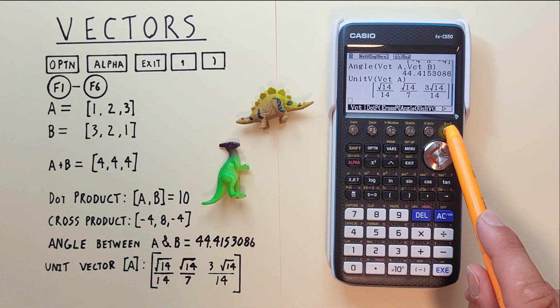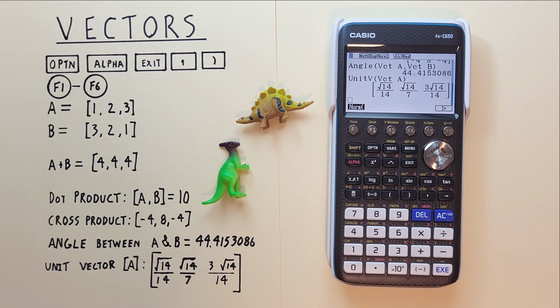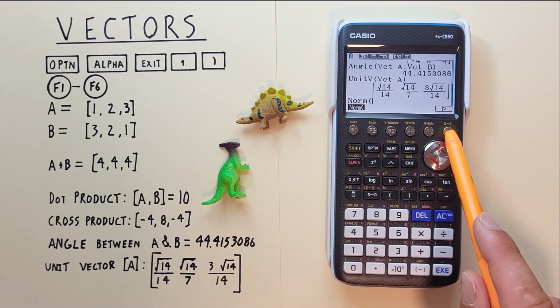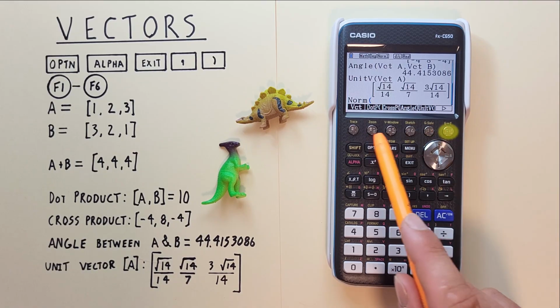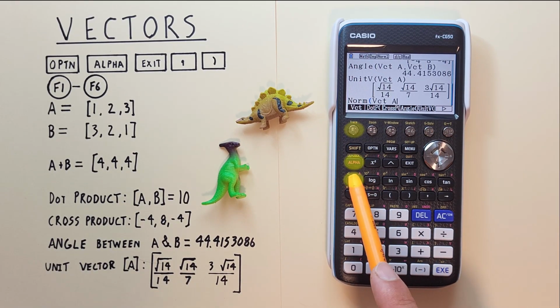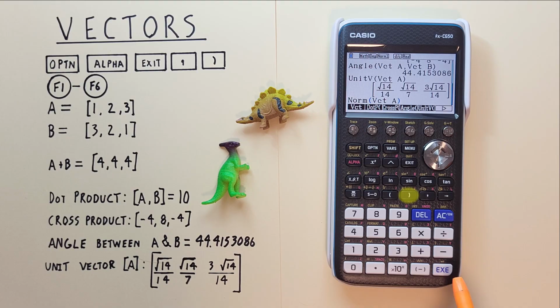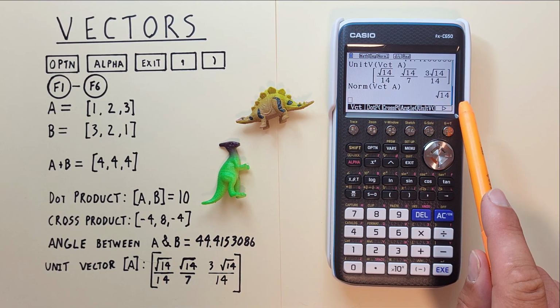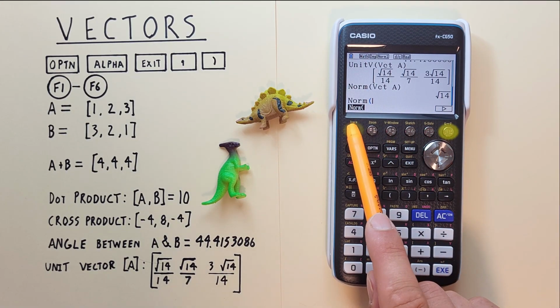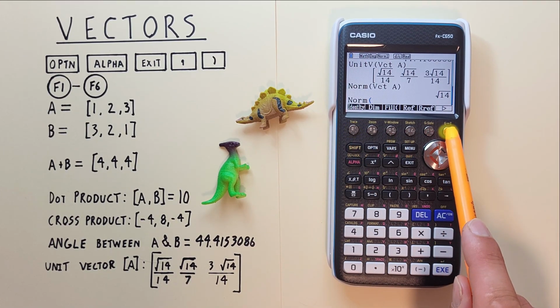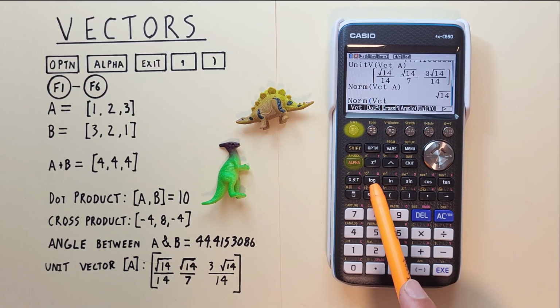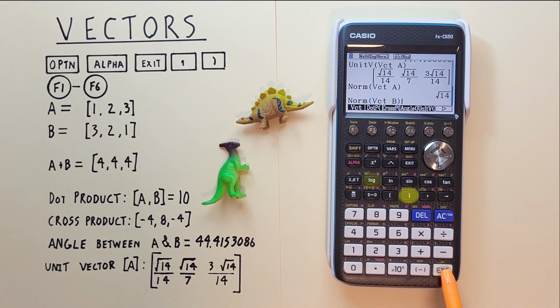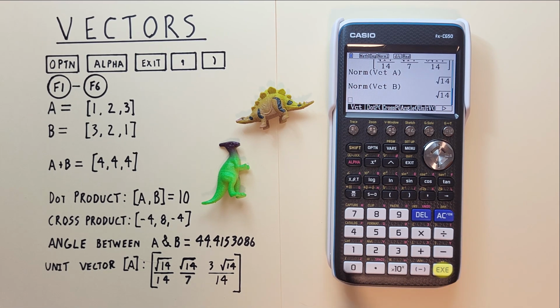Finally, we can also get the norm of a vector. So if we select that, and then go back to our vectors, vector alpha A, close our brackets, hit exe, we see we get the norm of vector A is the square root of 14, and we can get the norm of our vector alpha B, which is also the square root of 14.